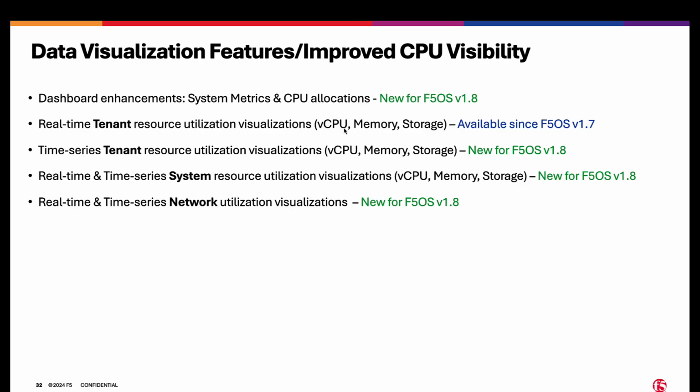In the F5OS 1.7 release, we introduced functionality to provide real-time insights into how tenants were using resources such as vCPU, memory, and storage. In the F5OS 1.8 release, we've also added the ability to view tenant resource utilization over a time series. In addition, we've also added the ability to provide both real-time visibility as well as time series visualization to both system resources and network utilization.